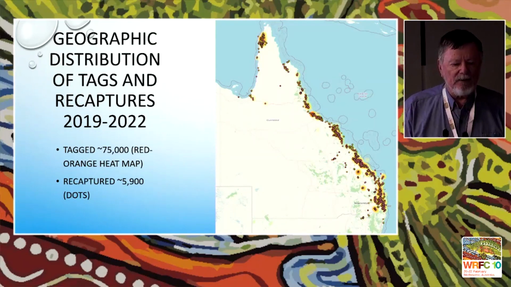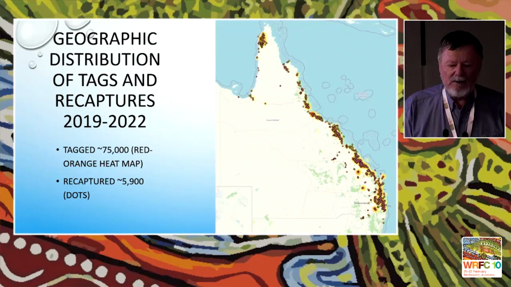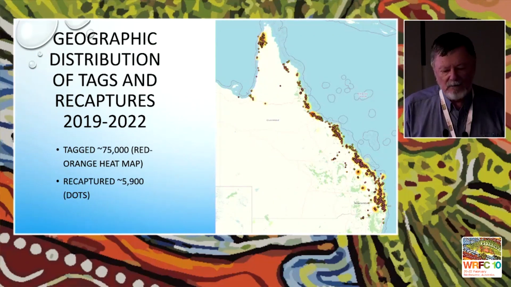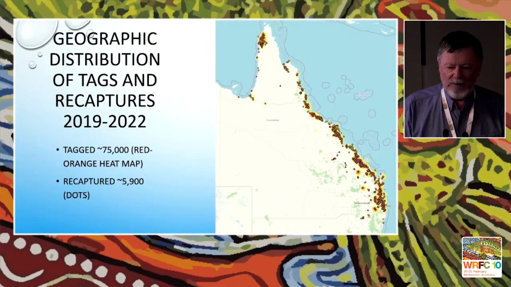Okay, so the geographic distribution of tags and recaptures, it's pretty much along the whole Queensland coast. The red-orange heat map in the background shows where the fish have been tagged and recaptured. The recaptured dots show that a lot of the recapture information comes from pretty much the same area as the fish being tagged. That won't be a surprise.